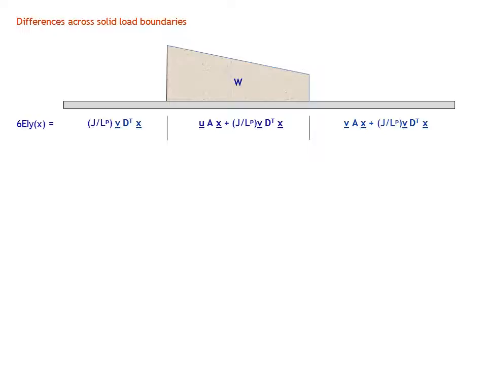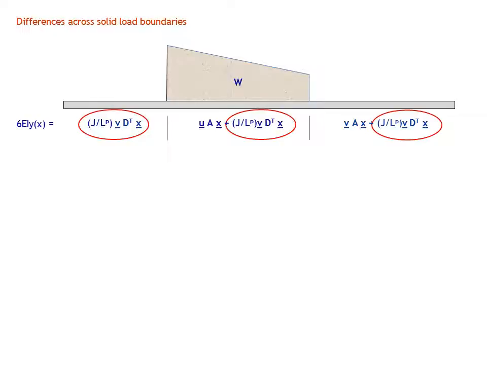Looking at these three regional deflection equations, it's immediately obvious that the same term, j over Lp v dtx, occurs in all three regions of the beam. This suggests that the dominant factor in determining how a beam bends is how it bends to the left of the load. The other two regions just add their own contribution, uax underneath the load and vax to the right of the load.